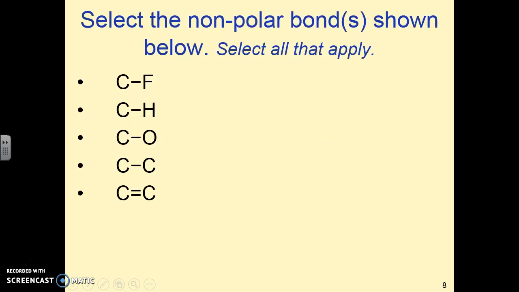So here it says select the nonpolar bonds shown below. I just told you that carbon-hydrogen bonds are nonpolar. And carbon-carbon bonds, since these are the same atom, are also nonpolar. They have the same electronegativity, so they're sharing the electrons equally. And this is also a carbon-carbon bond. This is a carbon-carbon double bond, but they're still sharing the electrons evenly. So this one and this one are the nonpolar bonds where electrons are being shared evenly.